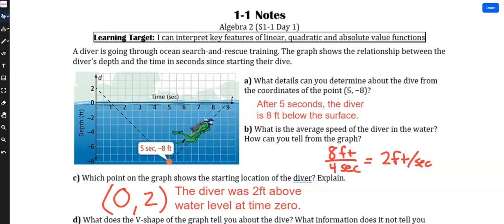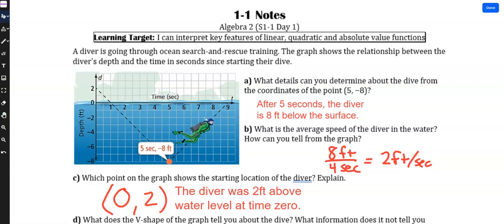A diver is going through ocean search and rescue training. The graph below shows the relationship between the diver's depth and the time in seconds since starting their dive. So, what details can you determine about the dive from the coordinates of the point? After 5 seconds, the diver is 8 feet below the surface. So that's what that point is trying to tell us.